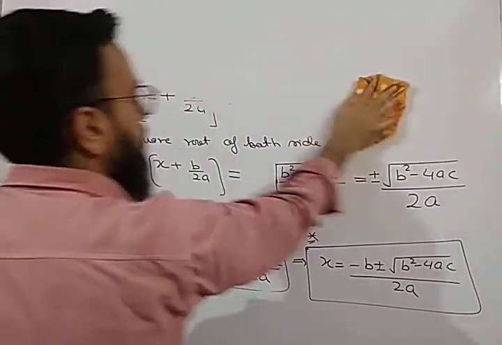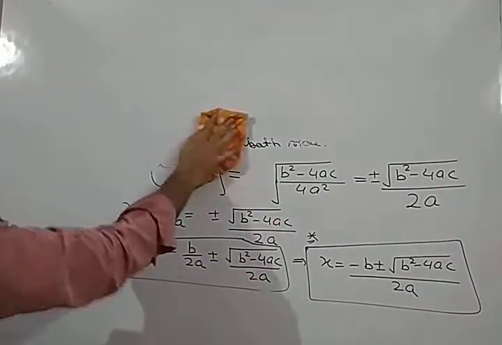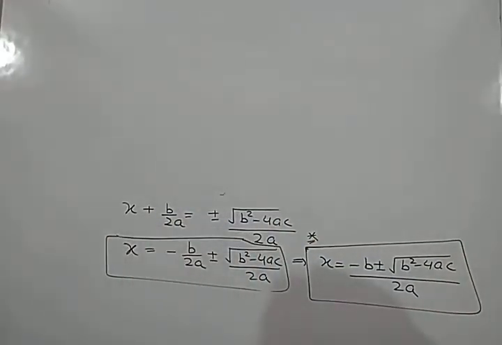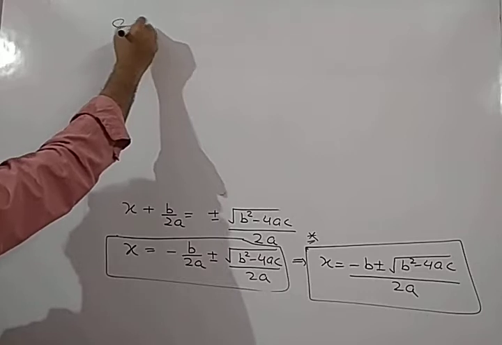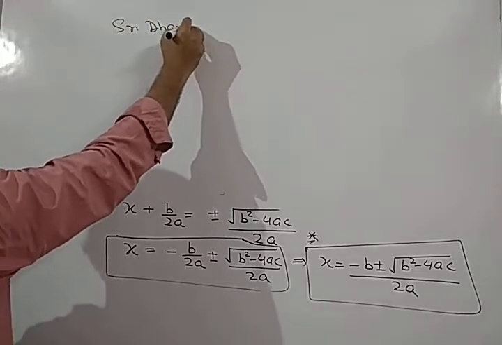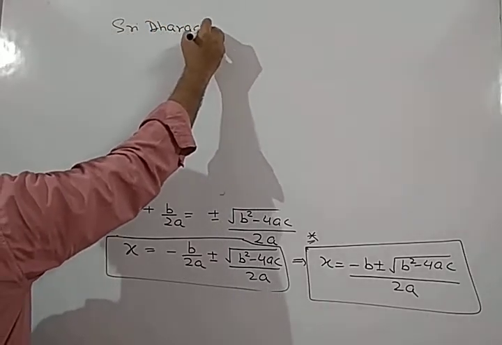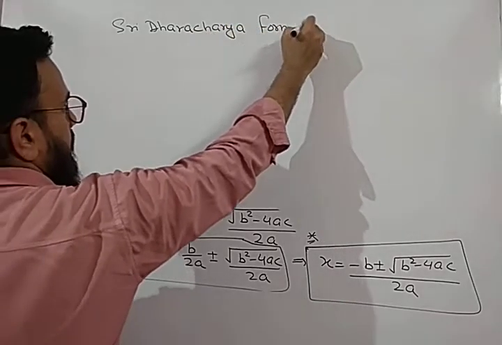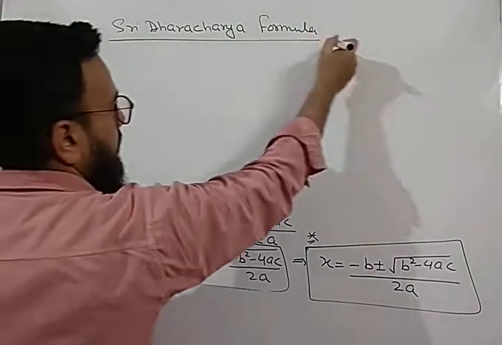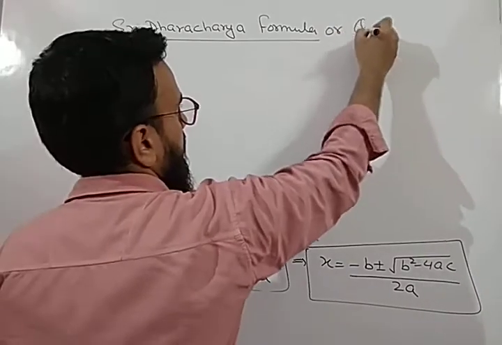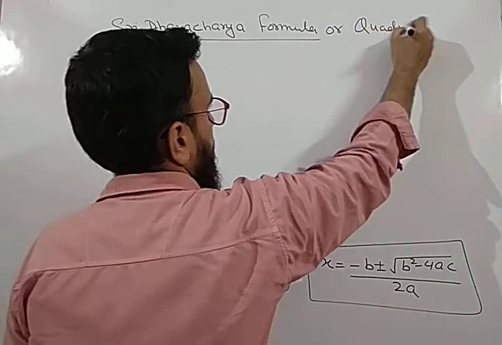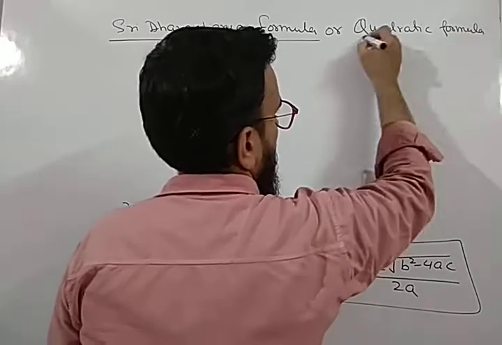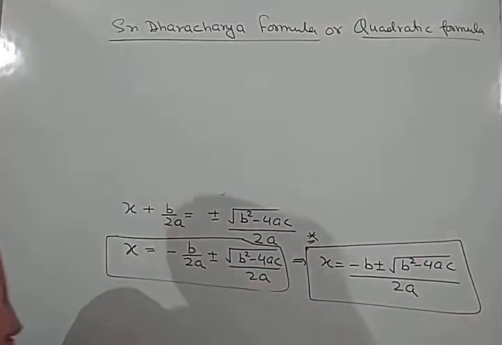So we have completed two things here. First is the method of completing the square, and we have also derived the formula of Sridharachar. This formula is known as Sridharachar formula, or it is also known as quadratic formula.